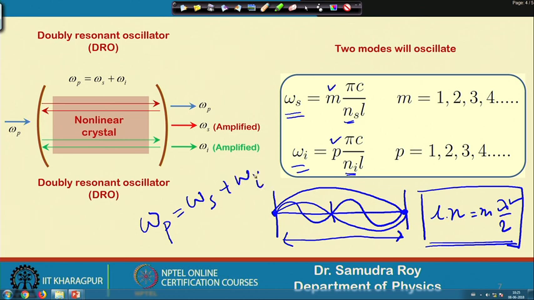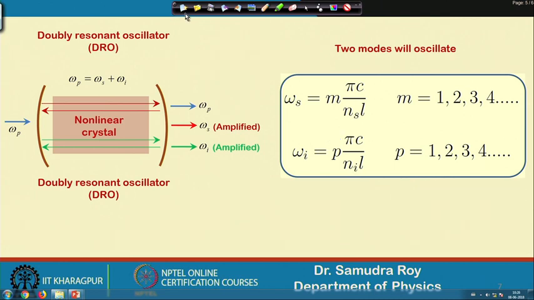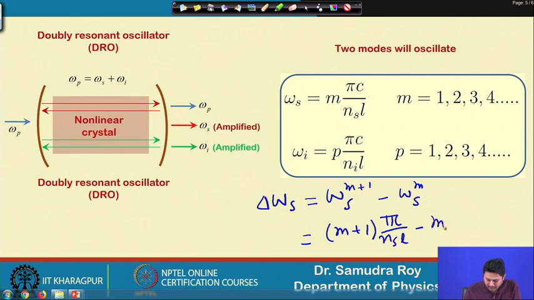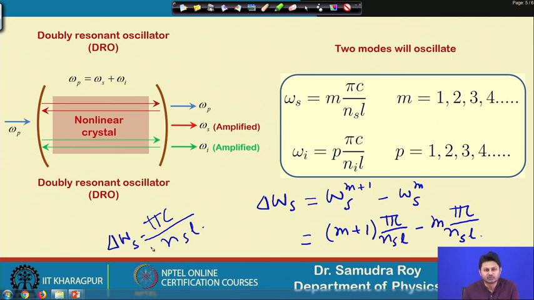That is one thing. Also, from this expression one can find the frequency spacing between two modes, because two modes are going to vibrate. If I want to find the corresponding frequency spacing, we can write delta omega s as omega s of m plus 1 minus omega s of m, which is (m plus 1) pi c over n s L minus m pi c over n s L. From these two we get pi c over n s L. This is the frequency spacing between two allowed oscillatory modes.